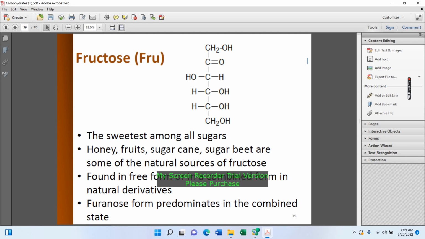So you can say it's the sweetest among all sugars. Honey, fruits, sugar cane, sugar beet are some of the natural sources of fructose. Found in the free form or in a combined form in natural derivatives, furanose form predominates in the combined state.